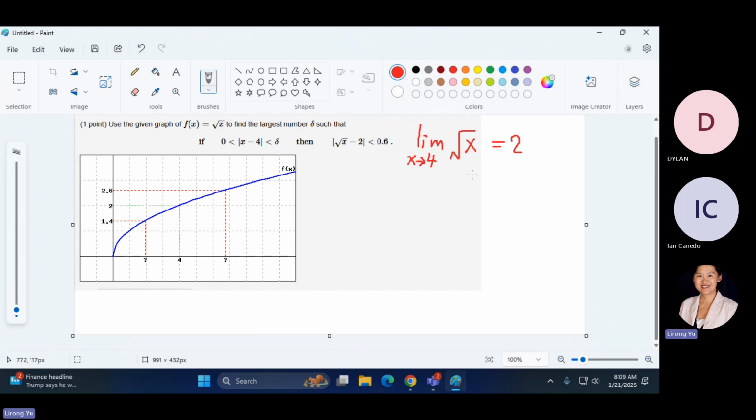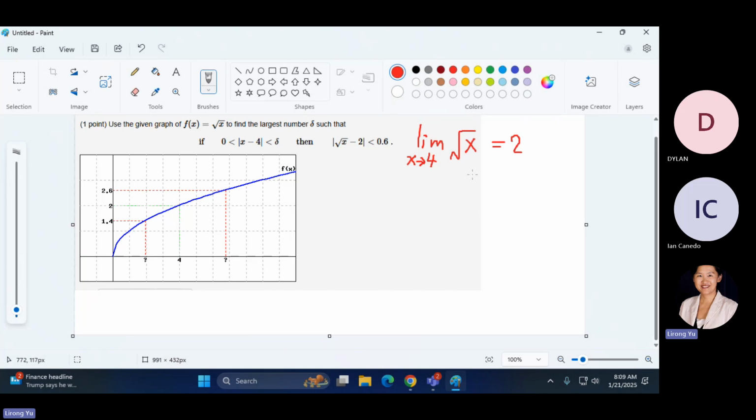Computation-wise, if you plug in 4 to root of x, root of 4 is 2. But the calculation is different from the mathematical proof. The calculation looks like you're just plugging in, substitution, but limit calculation is not substitution. Limit calculation is to understand the process: if x is getting closer to 4, does root of x get closer to 2? So we're trying to mimic that process. How do we prove that?